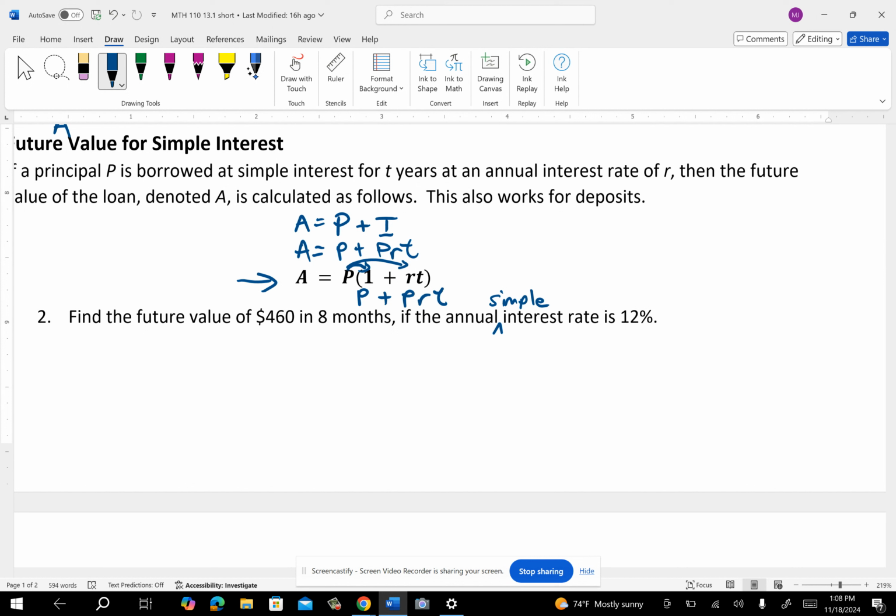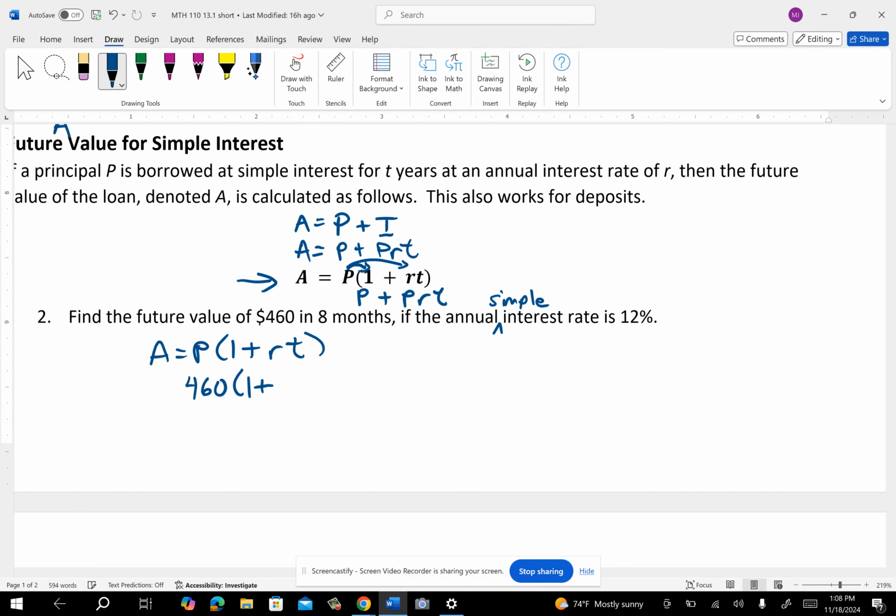So if that 460 were a loan, then what we're trying to find is the amount we would have to repay. That's what the future value would really give you. So I'm thinking about the A equals P times 1 plus RT. In place of the P, I could put the 460.